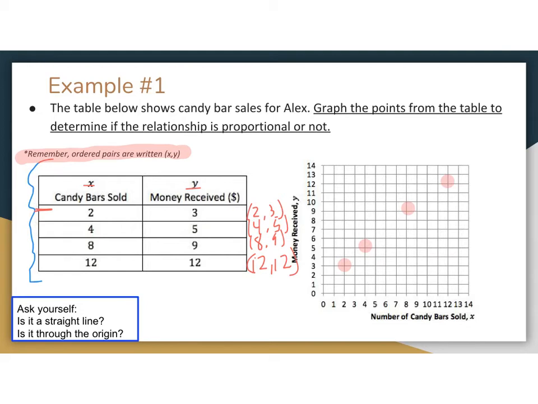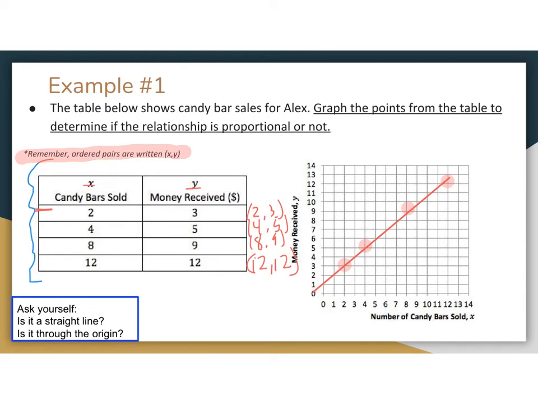My line isn't exactly perfect. You know what? Let me try that again. You guys can make sure yours are all good to go. Well, it's still not exactly perfect, but it's pretty close. But you guys will see it does make a straight line. But does it pass through the origin? No, it doesn't pass through the origin.